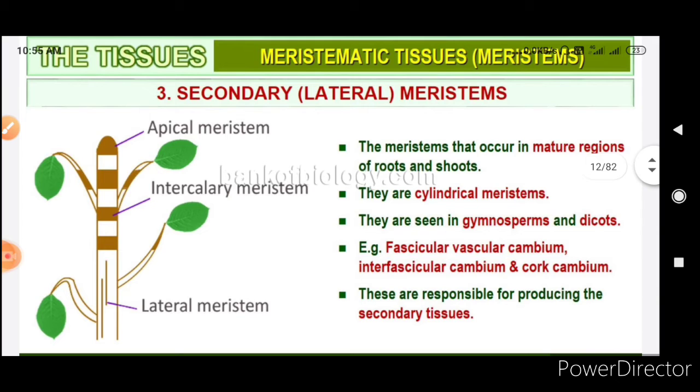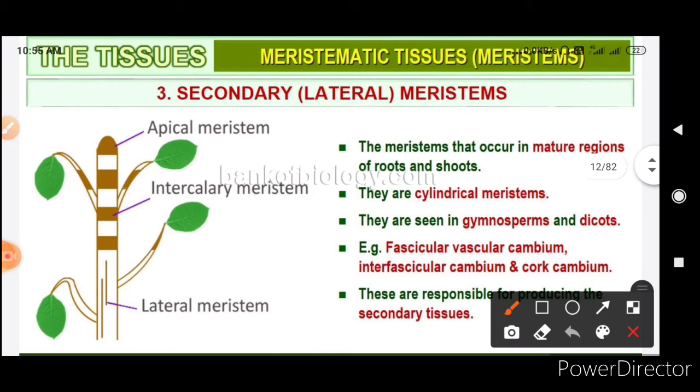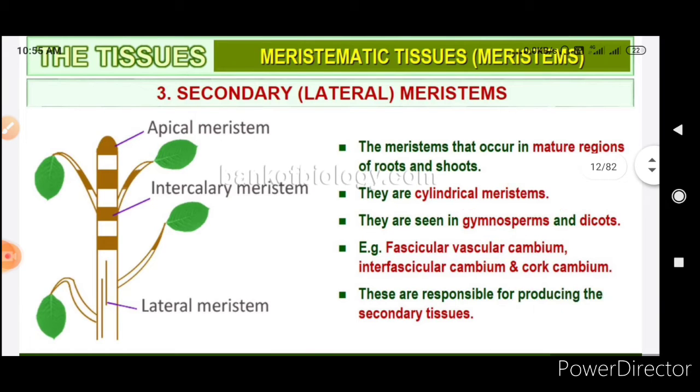As we saw, primary meristem are formed in the early life of the plant, forming the primary plant body. Now the secondary meristem will be present in the mature regions of the root and shoot, and they will help in the secondary growth of the plant. These meristems occur in the mature regions of roots and shoots. They are cylindrical meristem. They are seen in gymnosperms and dicots. Examples are fascicular vascular cambium, interfascicular cambium and cork cambium. This we will learn afterwards. And these are responsible for producing the secondary tissue.